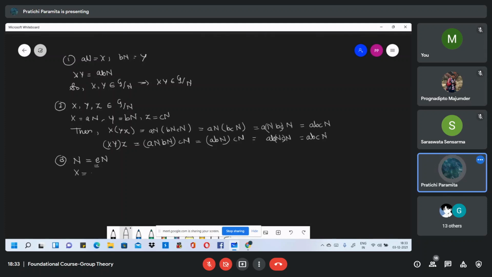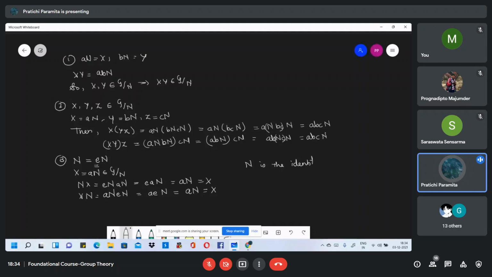Now let x be some aN in G mod N. Then Nx is equal to eaN, and ea in the group is nothing but a, so aN, which is x. Similarly, xN is going to be aeN, and ae again is a. So aN, which is x. So in G mod N, N is the identity element.